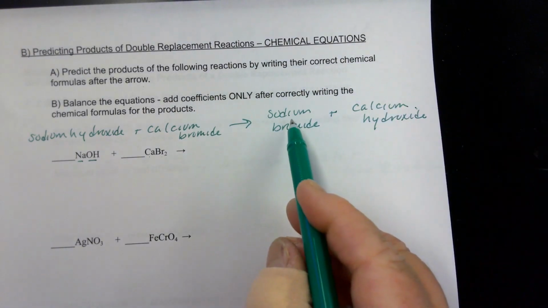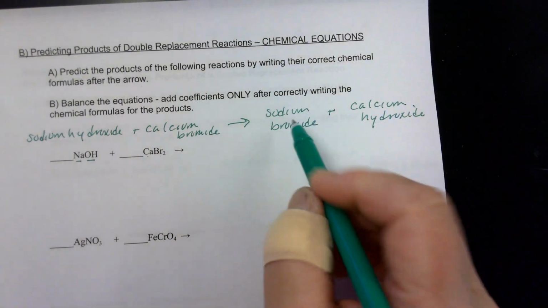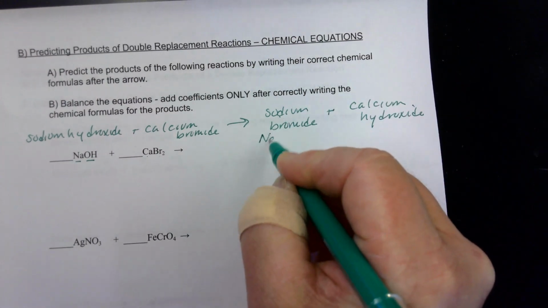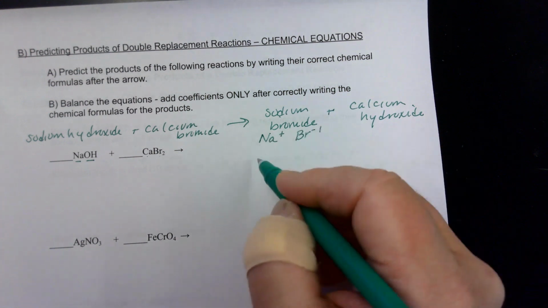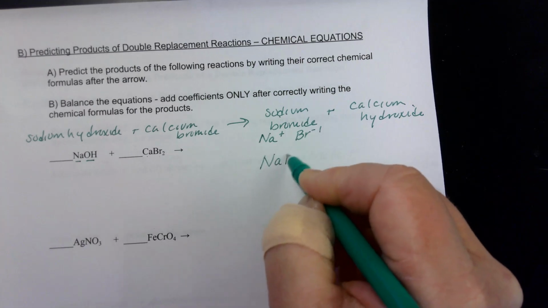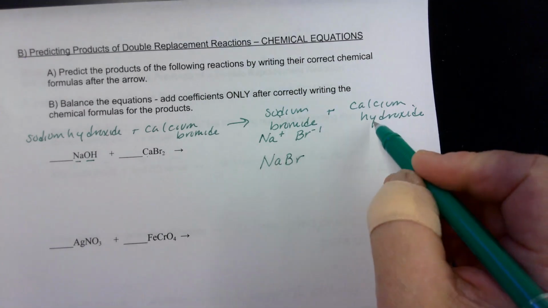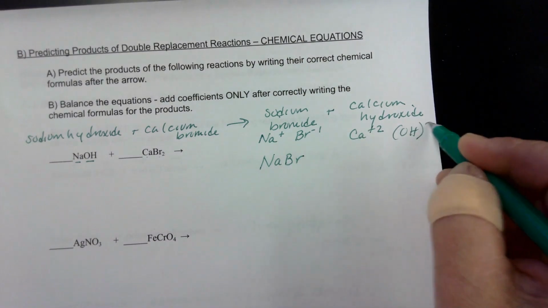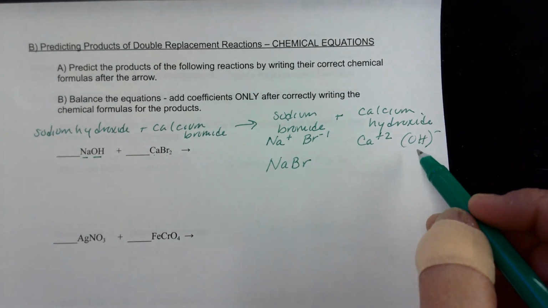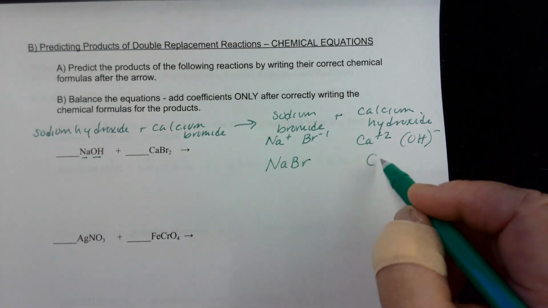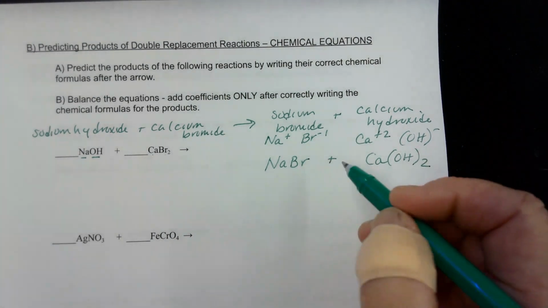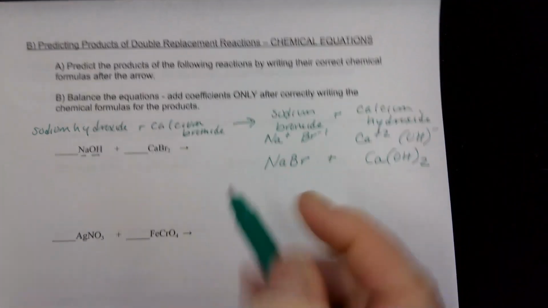Okay. So once you know what your names are, now you can build the formulas. Sodium is Na plus 1. Bromide is Br minus 1. So our formula here is going to be just NaBr. Calcium hydroxide. Calcium is Ca plus 2. Hydroxide from reference table E is OH minus 1. The formula for this set of ions is going to be Ca(OH)2. Okay.